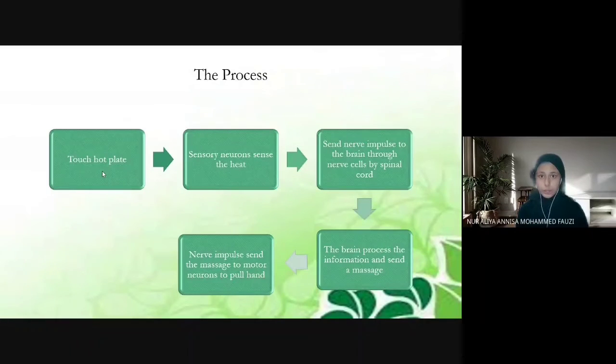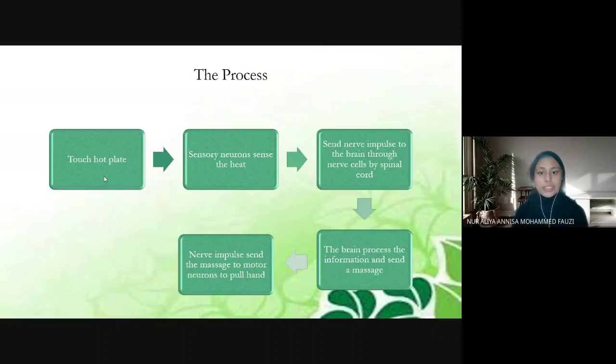When you touch a hot plate, sensory neurons in our hand will sense the heat. The sensory neurons send a nerve impulse to the brain through nerve cells in the spinal cord, and the brain will process the information and send a message. The nerve impulse will send a message to the hand to pull away. So you can see this process takes 2 seconds and it's really simple.